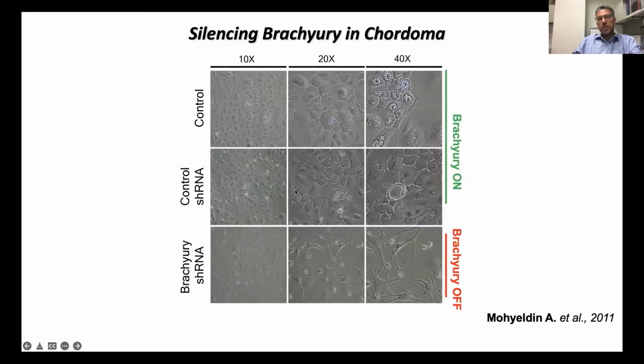So here are the control cells, here's the control vector. Look what happens to the shape of the cells in culture. I mean, this experiment was a huge paradigm shift for me, because for the first time, we were able to arrest this disease in culture.